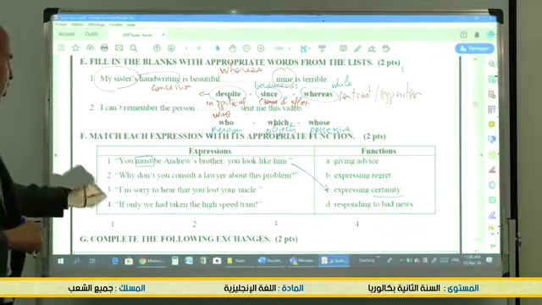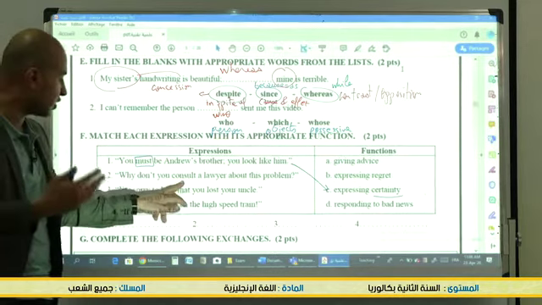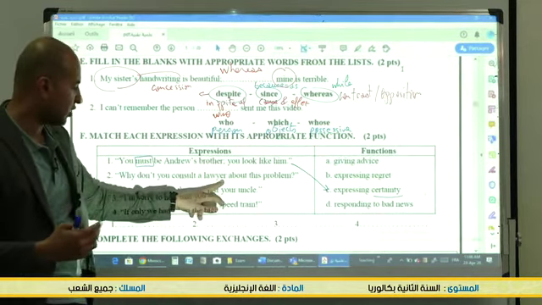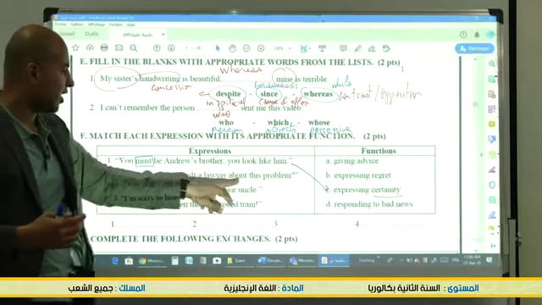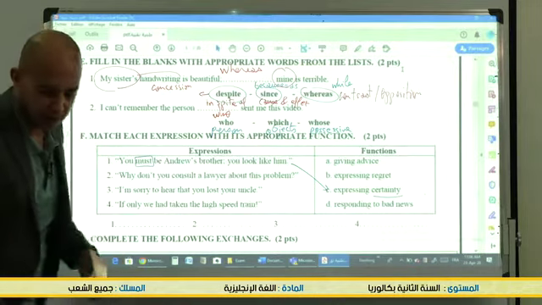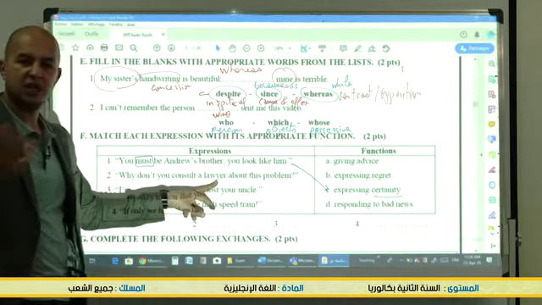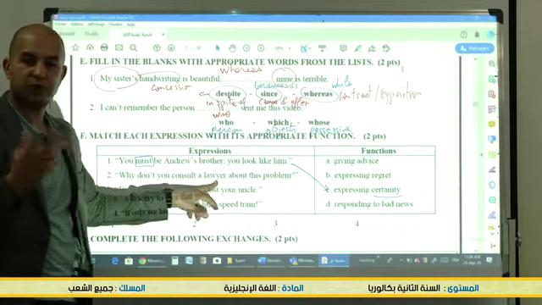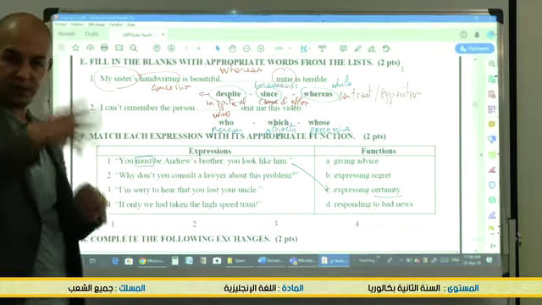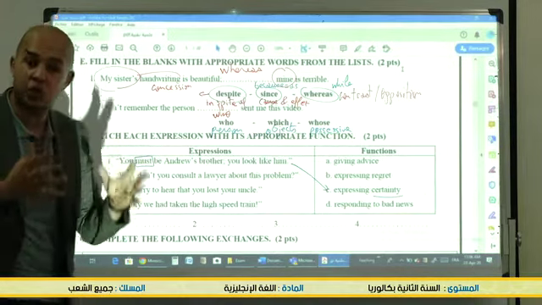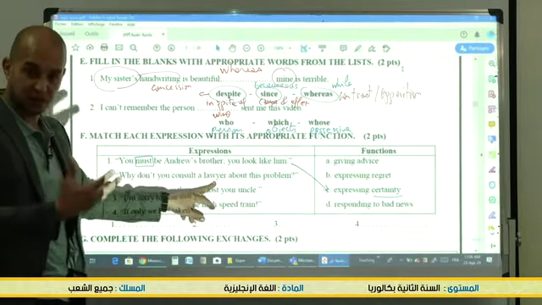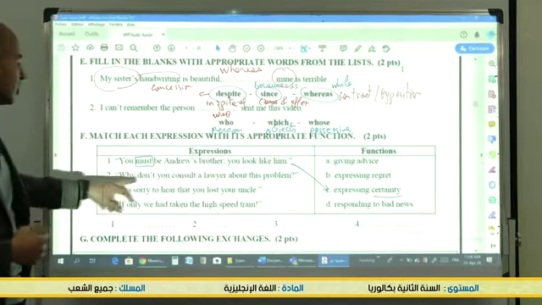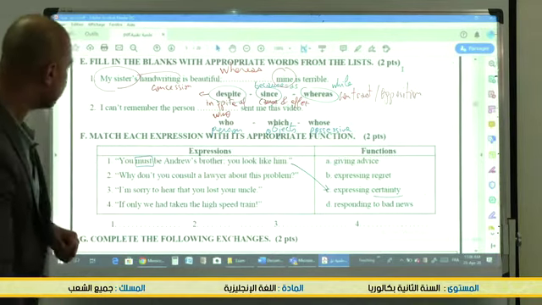Number 2, why don't you consult a lawyer about this problem? So when you have a problem with law, or a problem in society in general with someone, and you go to court, you need this person. It's a person whose job is to defend you. That's a lawyer. So why don't you consult a lawyer about this problem?